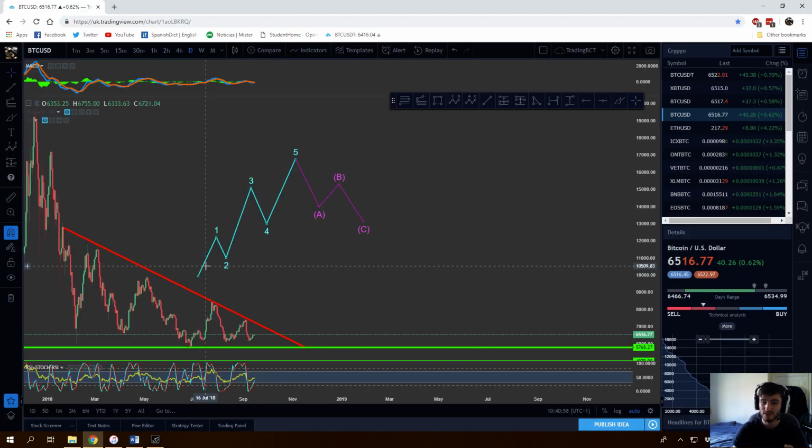Okay, so this is all to do with fractals, where everything is subdivided into itself. So here you would have 1, 2, 3, 4, 5. Here you would have 1, 2, 3. Here you'd have 1, 2, 3, 4, 5, and so on. So you have Elliott waves within Elliott waves within Elliott waves, reoccurring, depending on the time frame you're looking at.